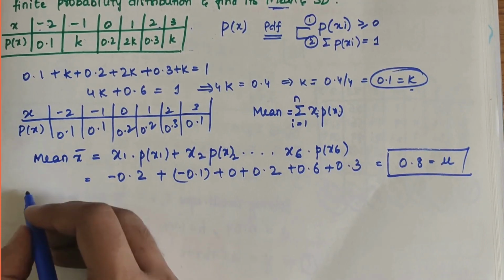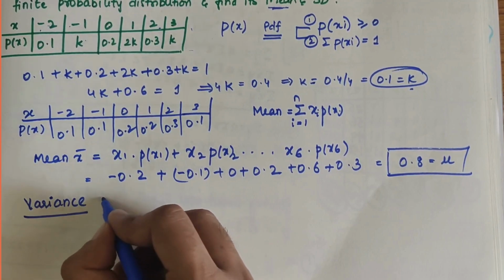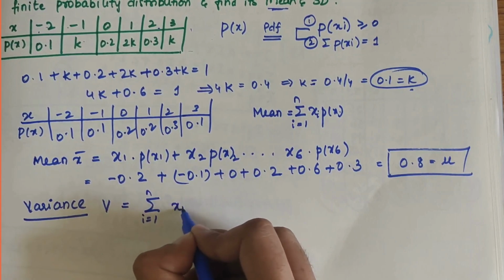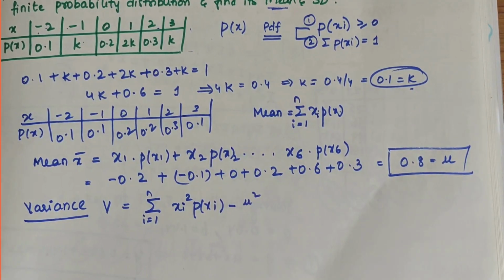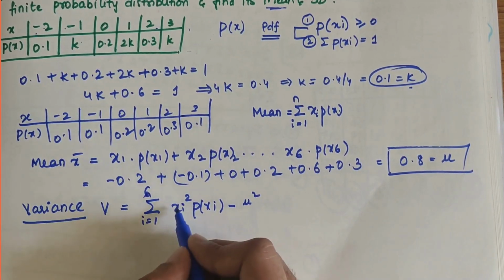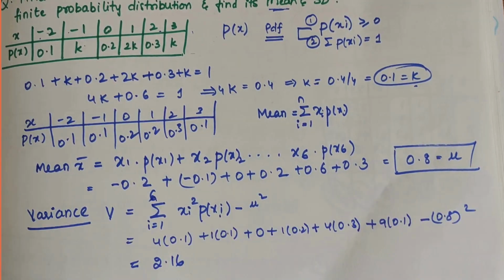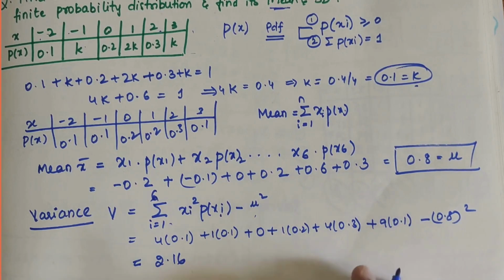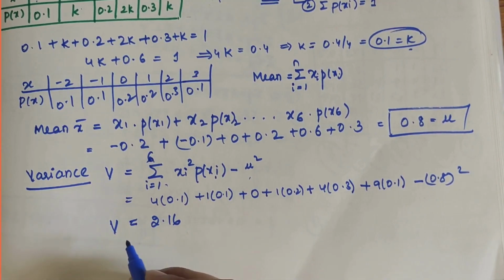Now let's find the value of the variance. The variance formula is summation i equal to 1 to n of xi squared p of xi minus mu squared. So here we have n as 6, from 1 to 6. Let's square the x values and multiply them with p of xi. Substituting all the values in this equation, finally you'll get the variance value as 2.16.